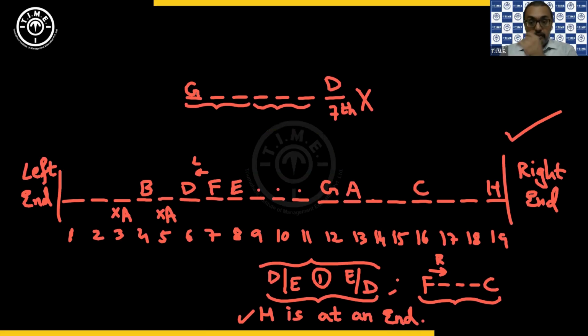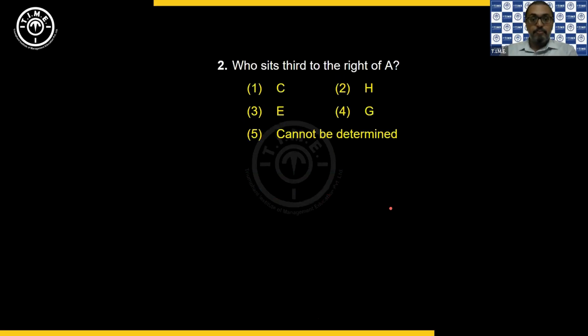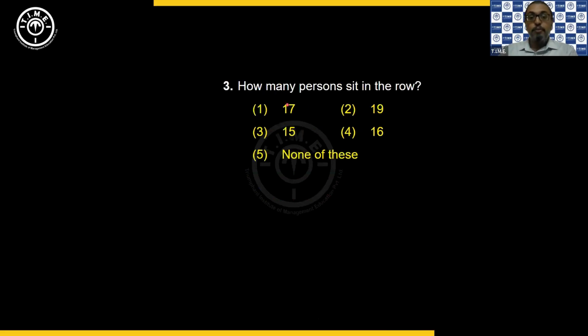Okay. Then who sits third to the right of A? So third to the right of A. On the right side of A, the third position is C. First option. Okay. Then how many persons sit in the row? We have counted 19.